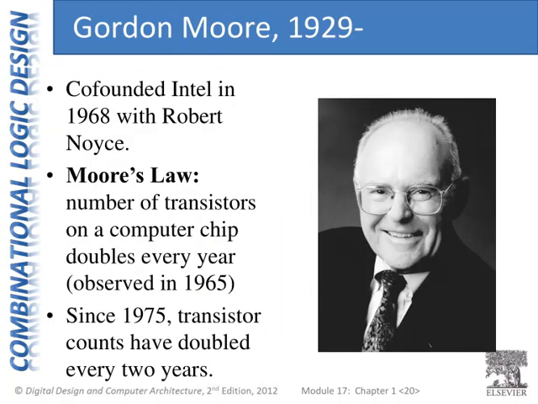Gordon Moore co-founded Intel with Robert Noyce in 1968. And he observed what's called Moore's Law, which is that the number of transistors on a computer chip doubles every year. And he observed this in around 1965. Since 1975, transistor counts have doubled about every 2 years.